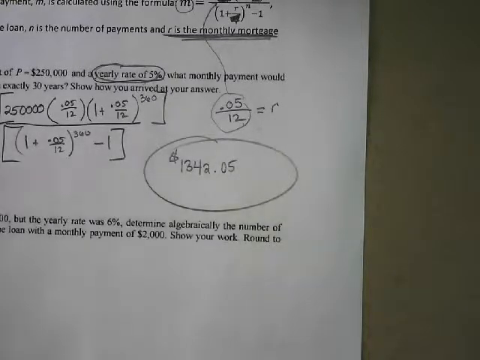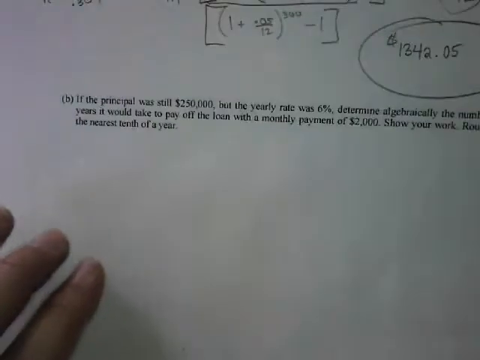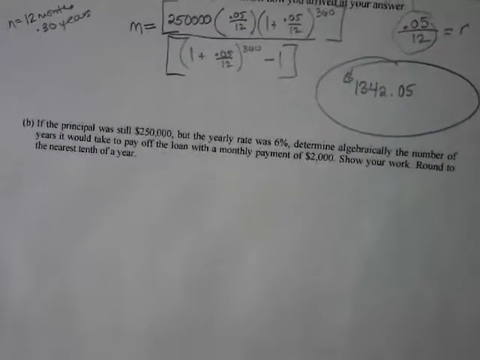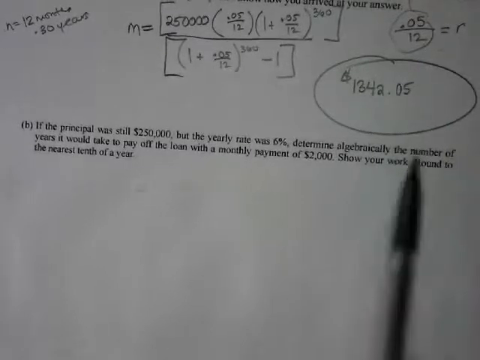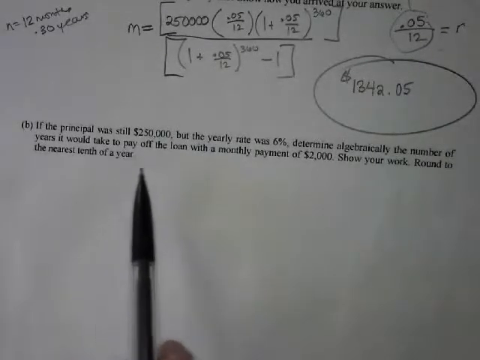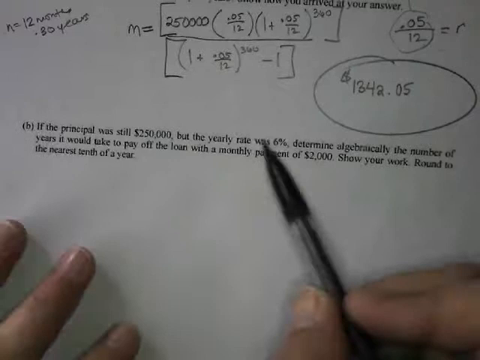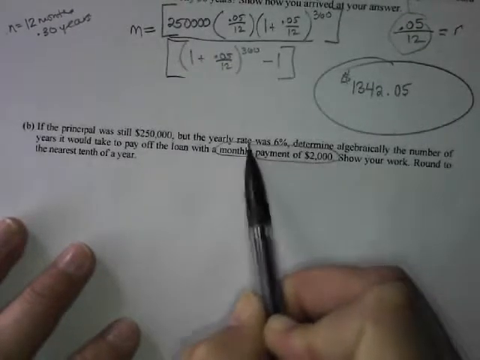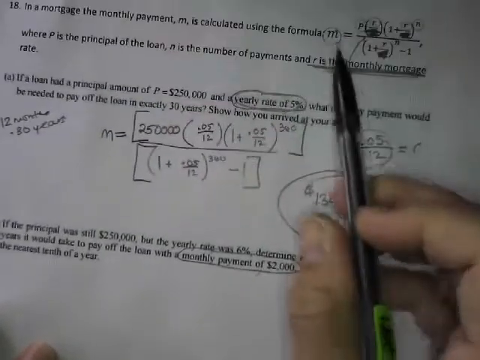Okay. If the principal was still $250,000, but the yearly rate was 6%, determine algebraically the number of years it would take to pay off the loan with a monthly payment of $2,000. So they're giving you the $2,000 monthly payment this time. So our M is $2,000.